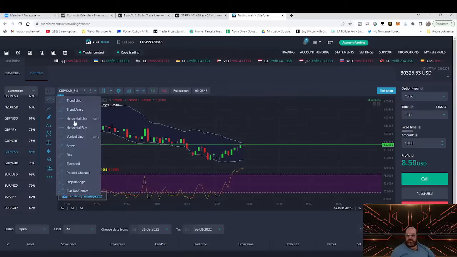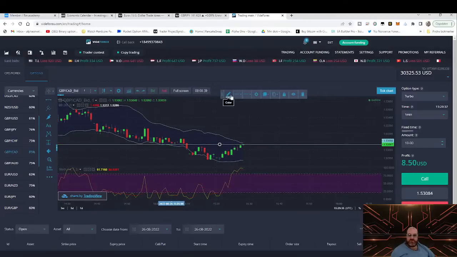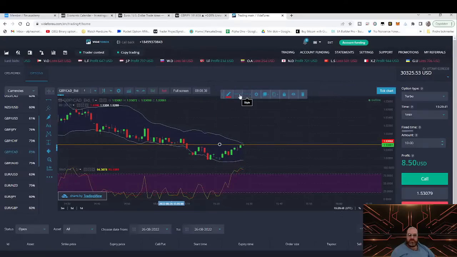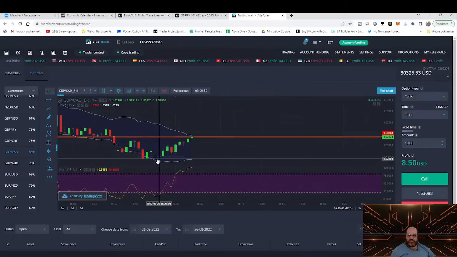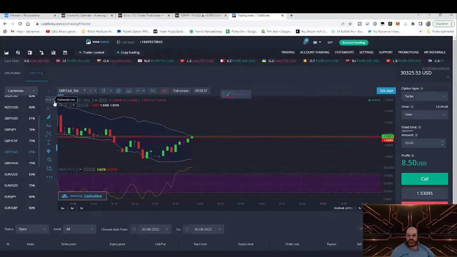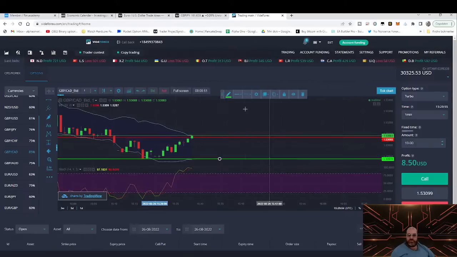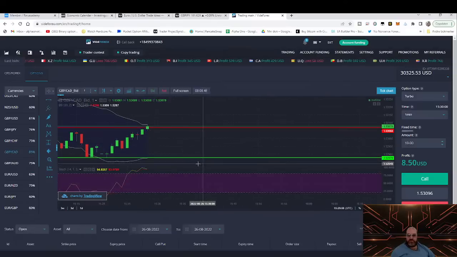So what we do then, we put a horizontal line right here. We change this one to red and we make it a little thicker. And in the bottom we can put a green line right here. We change it to green like this. So now I will talk a little about the rules.